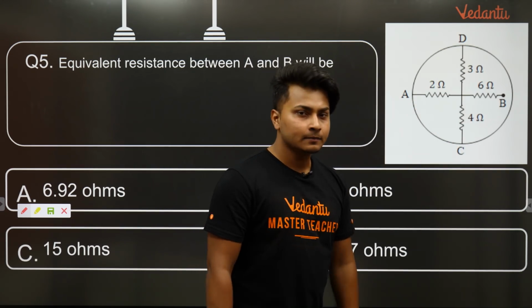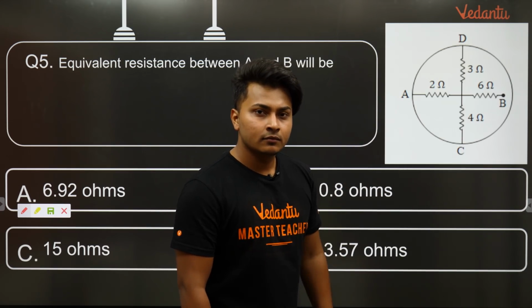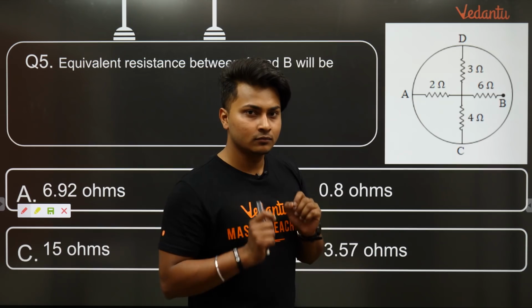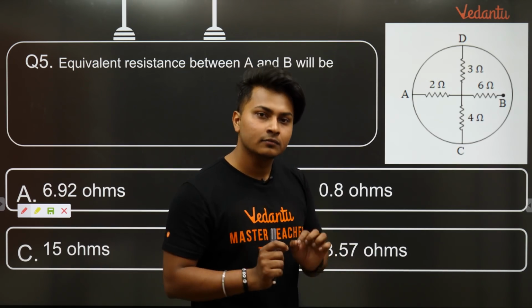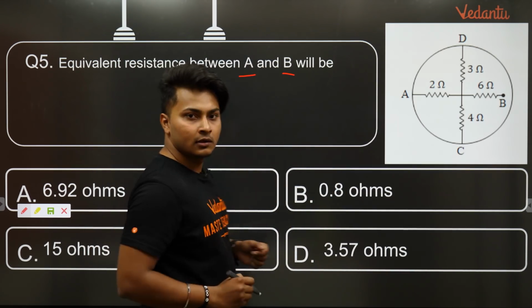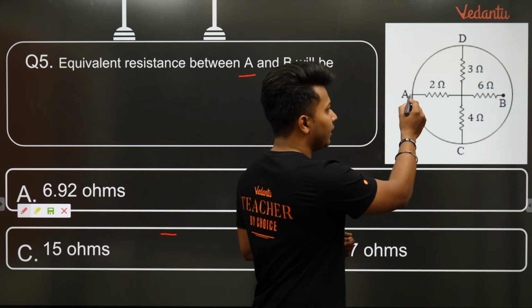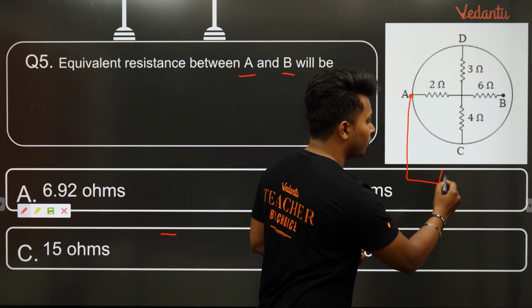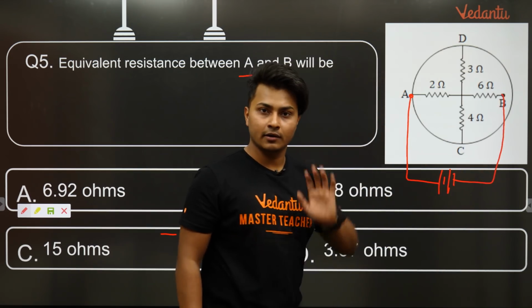What we do basically, whenever you get a resistance question, the first thing you should do is connect the points with a battery. So the equivalent resistance we have to find between A and B. Let's connect the points with a battery. A connected to a battery, B also connected to a battery.